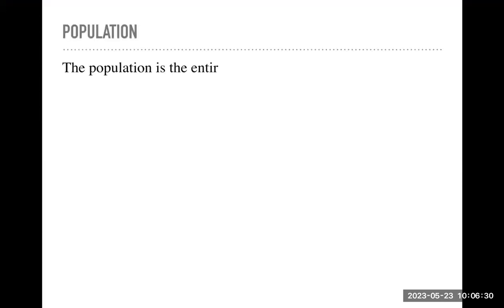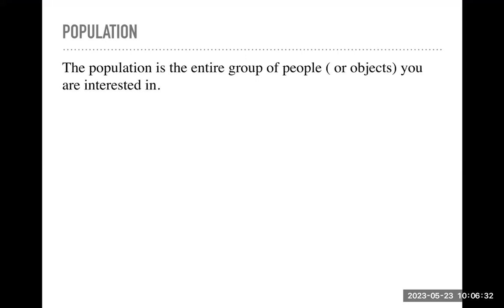Population. The population is the entire group of people or objects you are interested in. It might be everyone in the United States. It might be 5 toddlers that live in the United States. It might be Fresno City College students. But it's usually a large group.